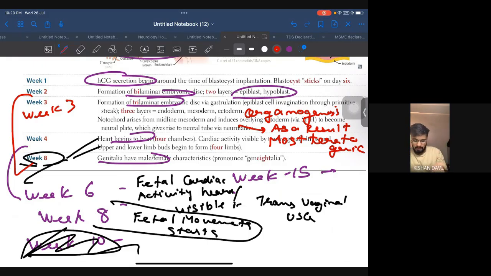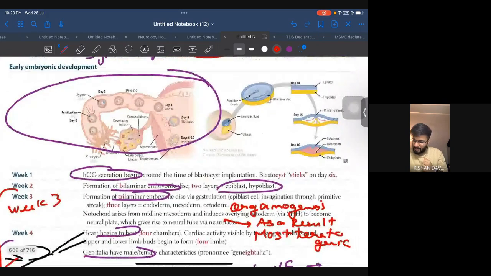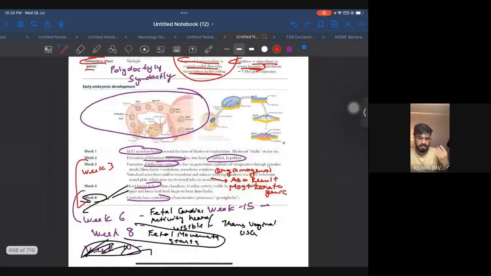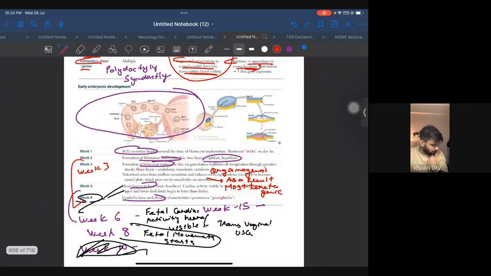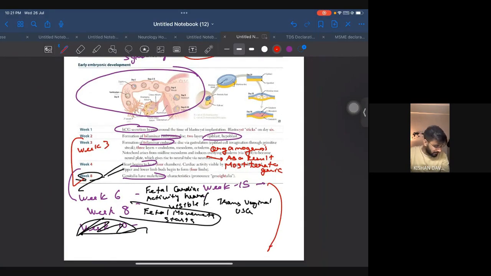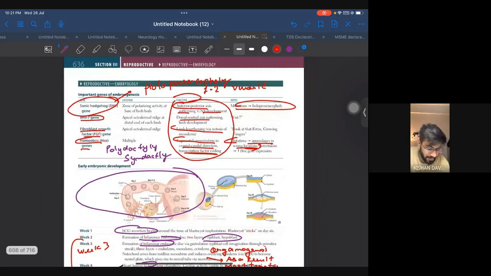And yeah, a lot has changed in this edition. I don't like it. The old edition was very good. There was a lot of helpful information, but I don't know why they changed this. So yeah, and from week 15 onwards there is gender detection. Okay, so these are the few important points that you have to remember in embryonic development.